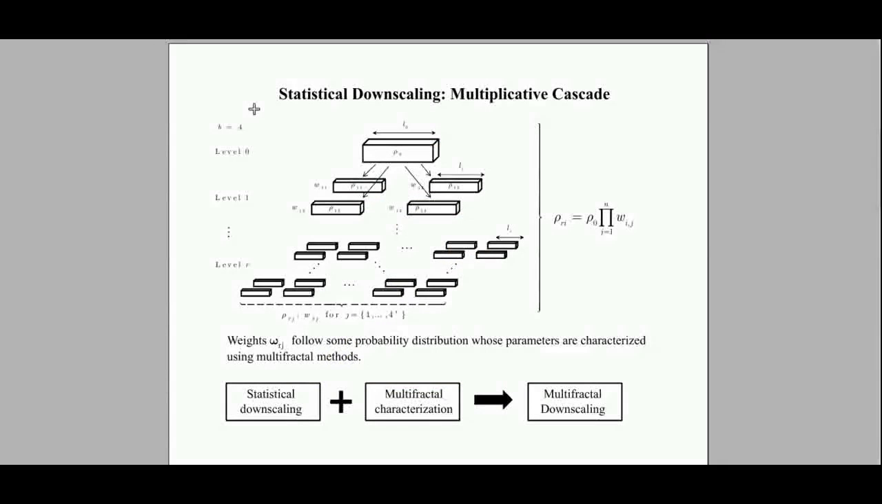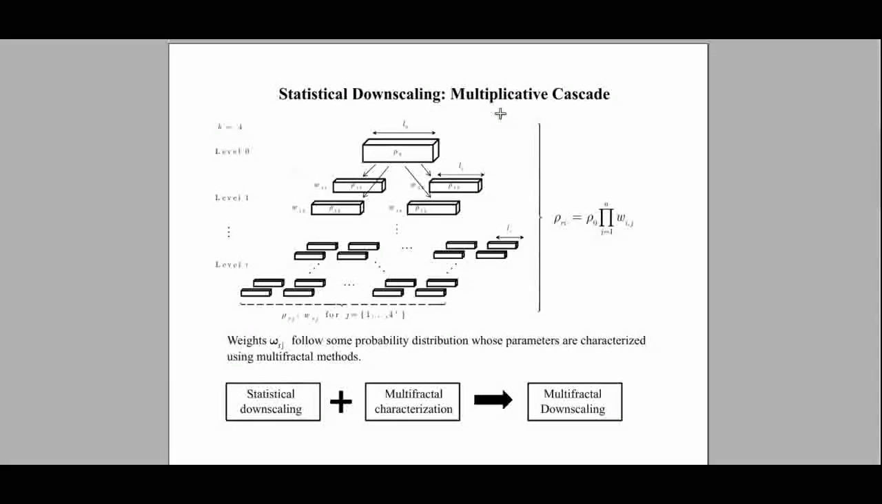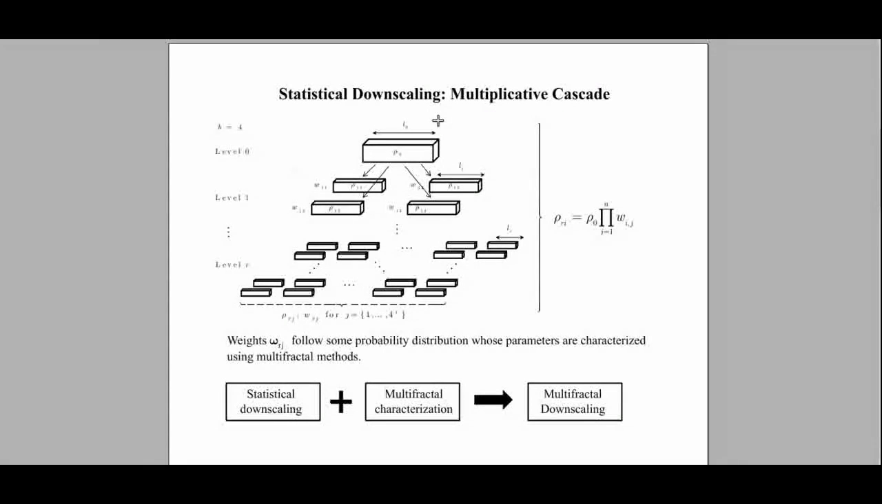In this demonstration, we're interested in statistical downscaling. Statistical downscaling is based on the concept of multiplicative cascades. A multiplicative cascade is the process of taking an initial value and then generating smaller pieces of that initial value based on some weights which are characterized probabilistically. So the result of this process is to obtain information which is now at an increased resolution.